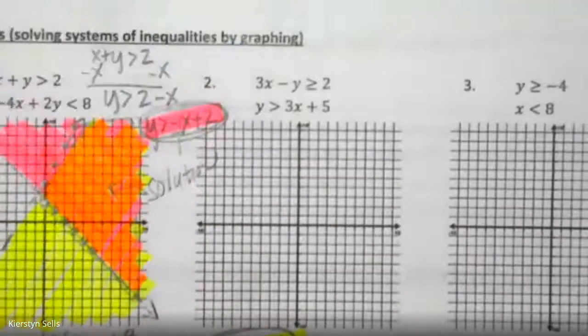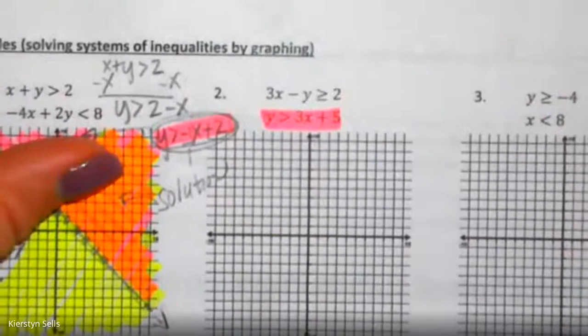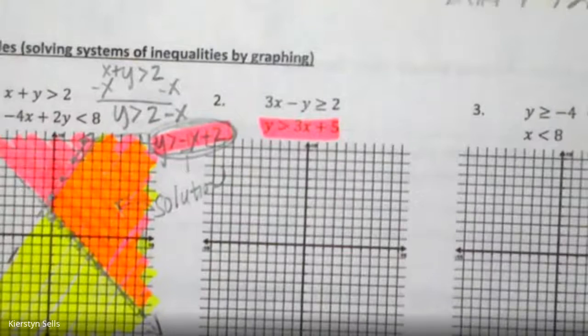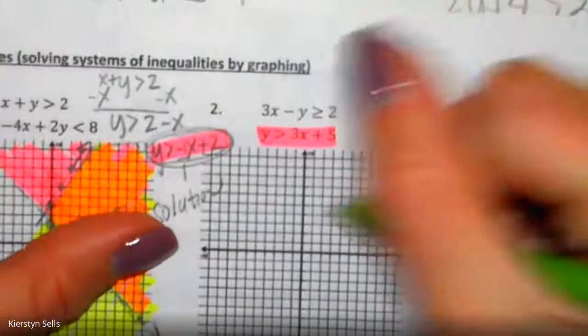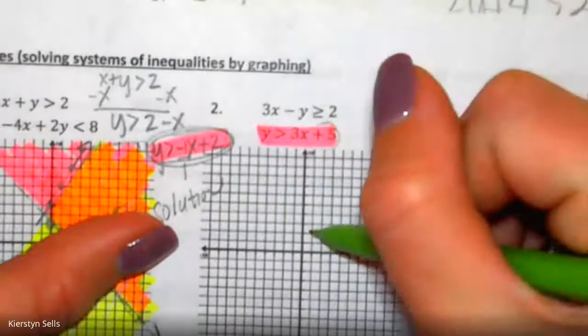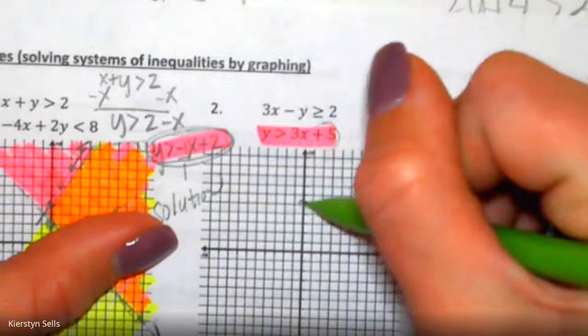Nice. 3x minus y greater than or equal to 2. And then y greater than 3x plus 5. Okay, that second one's already done for you, right? Y is already by itself? Yeah. So let's graph that one first and get it out of the way because there's no work we have to do. What's the y-intercept there? Yep. The number out here. So I start at positive 5.